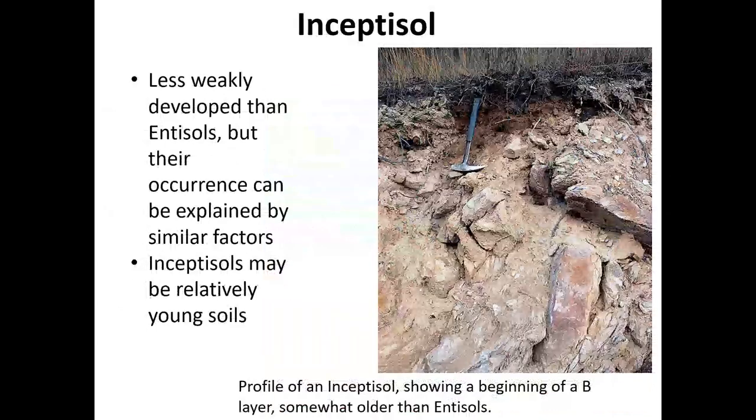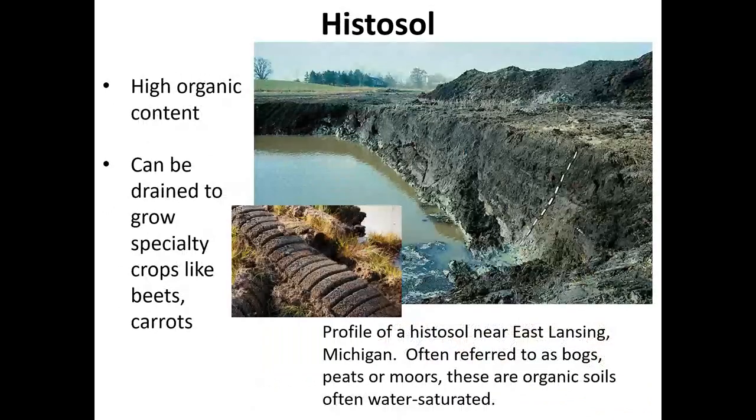Inceptisols are soils that are just starting to form distinct layers. They're kind of early in the development. They have just the beginning of a B layer. Advanced soils like this often have clay that hasn't built up in large numbers yet. And these are also soils that are kind of scattered about all over the world, not really associated with one specific region. Histosols is soil that has a high organic matter.